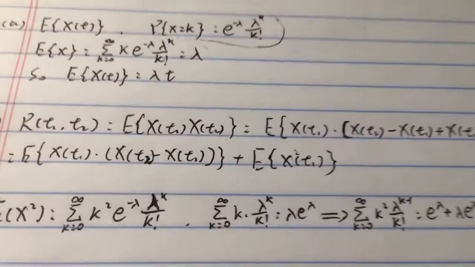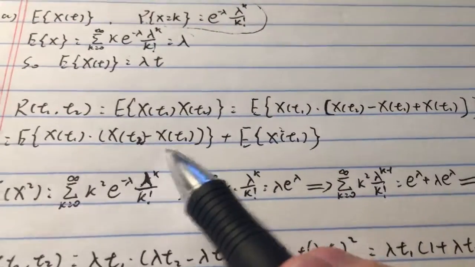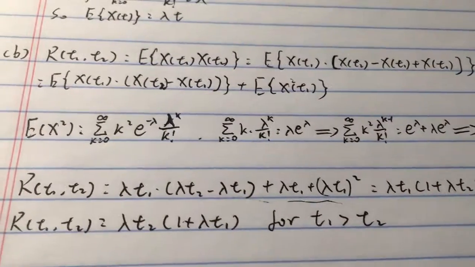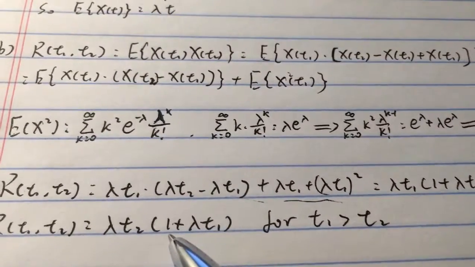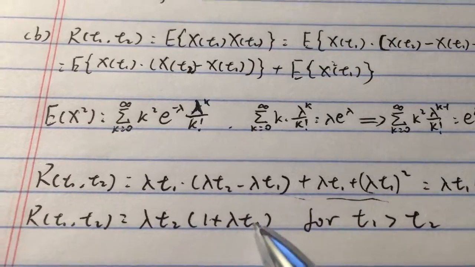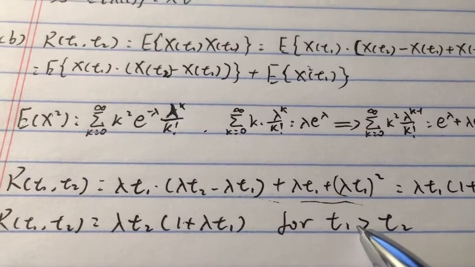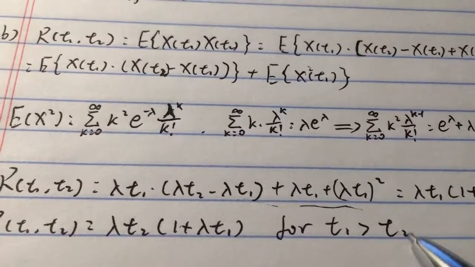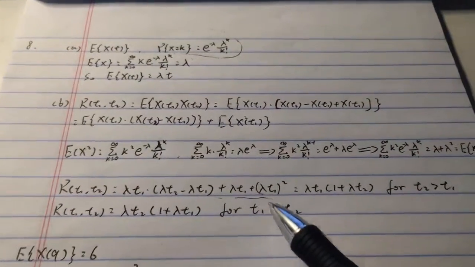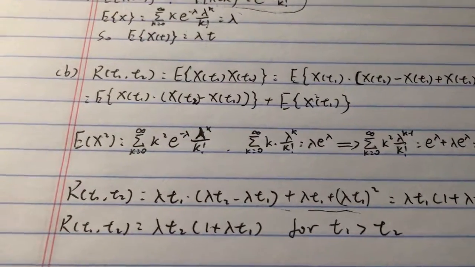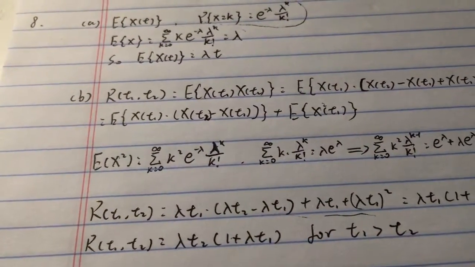But if t1 is more than t2, we just swap them, and the result should be lambda t2 multiplied by (1 plus lambda t1). This is for the condition when t1 is more than t2. So it has two kinds of result in the second question. That's the whole of problem 8.